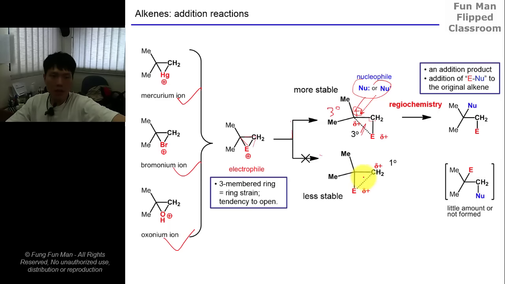For the bottom case, if I'm trying to lean my E to the left-hand side, that means I'm trying to break this bond here. We are going to get a primary carbocation, which is very unstable, and that's the reason why you don't get this case. So from the top, you continue the attack, and you get regiochemistry selectivity. So E goes there, and the nucleophile goes to the next carbon, and this is the only product.